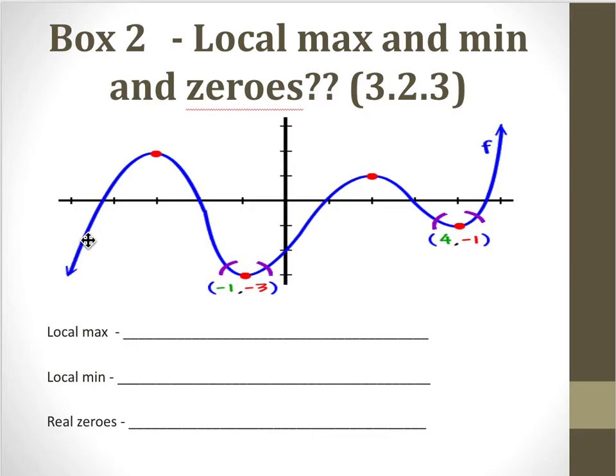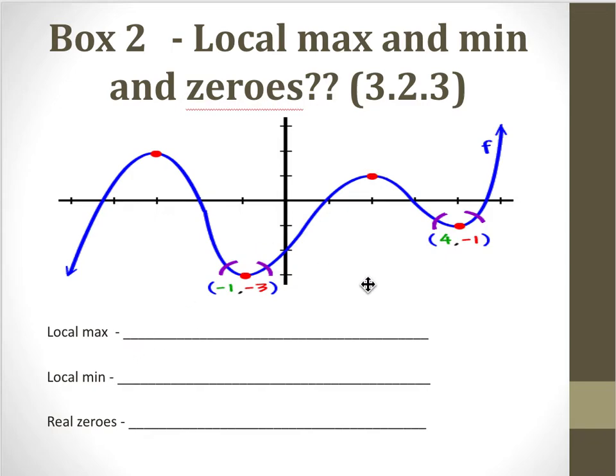So as I look at this function, as I move from left to right, I notice there's a bit of a hump right here. So there's a point right here that is higher than all of the surrounding points around it. So this red dot shows one of our local maximums. Moving along, again, right over here, we find another red dot that is the highest in the surrounding area. So we would call this a local max as well.